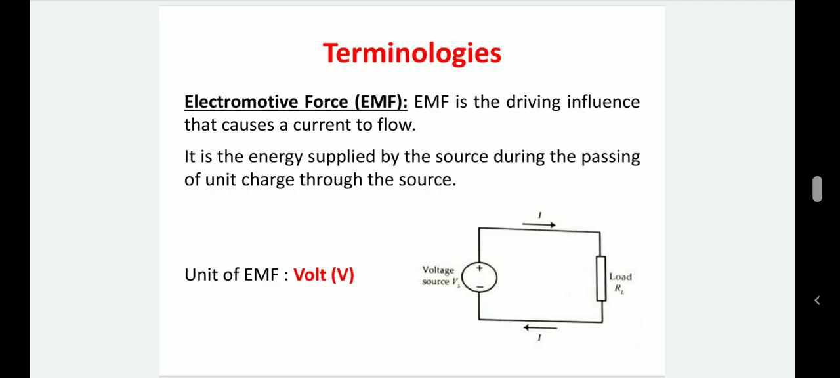If you take a battery and measure the voltage across its terminals, there will be some voltage, that is EMF. So EMF will be there in the absence of current, but voltage will be present only in the presence of current. Okay, so the unit is the same as voltage, volt, but there is some difference between EMF and voltage.